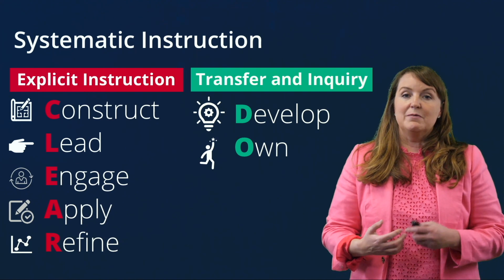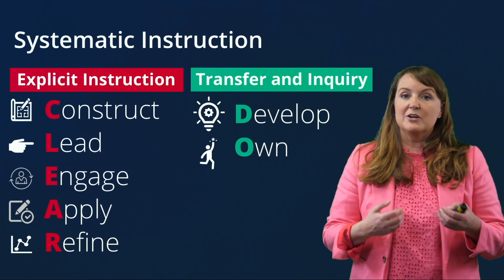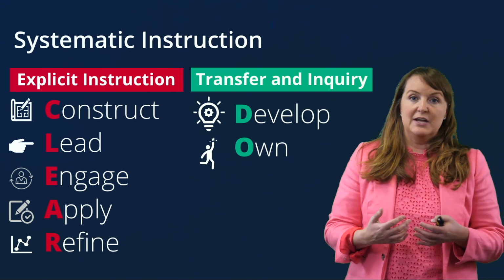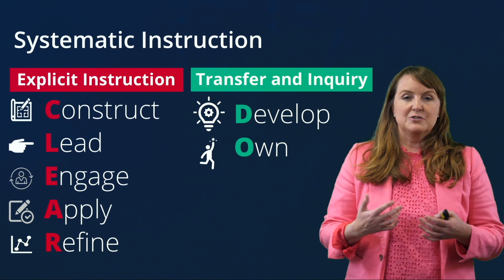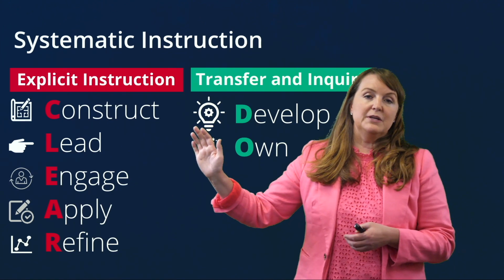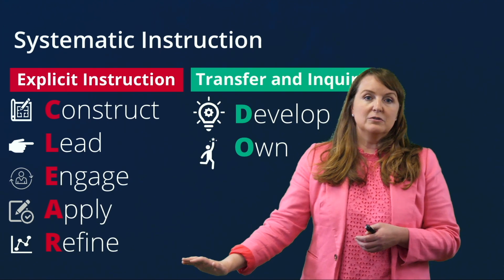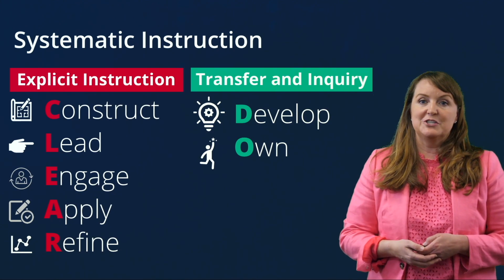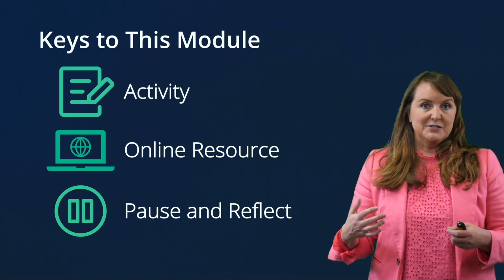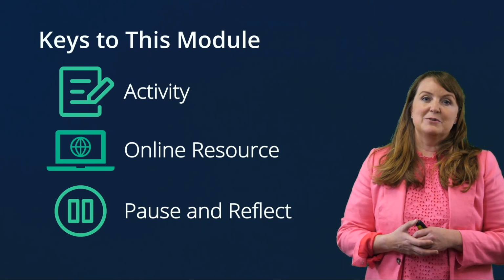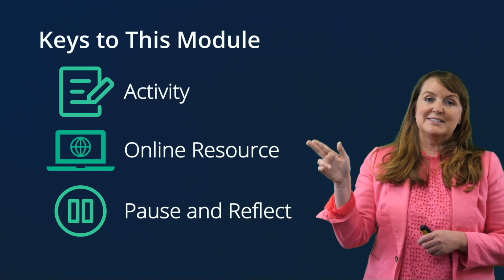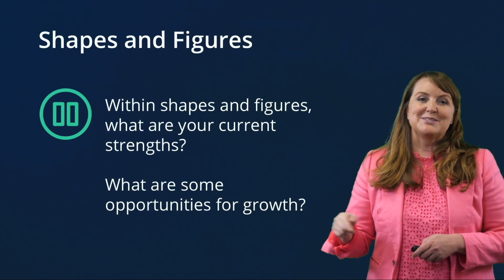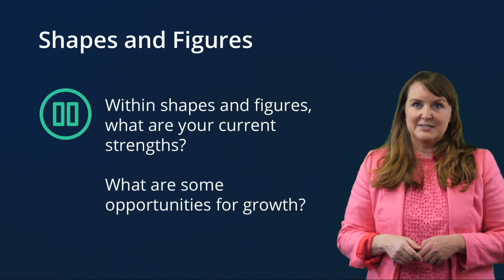As we go through today, we'll be talking a lot about how do we make our instruction explicit so that then students can engage in transfer and inquiry. So throughout our module, you will have the opportunity to really think about what a clear model looks like related to identifying shapes or composing and partitioning shapes. Also, as we work through today, you will have the opportunity to do activities, see online resources, and often pause and reflect. And that brings us to our first pause and reflect.